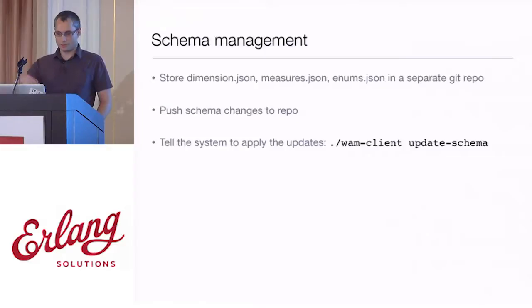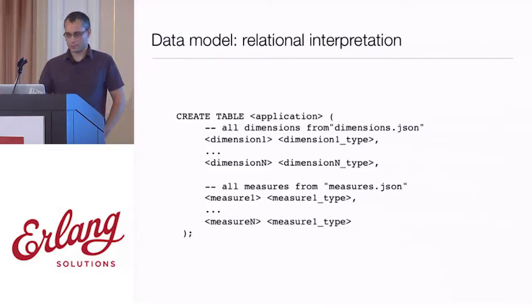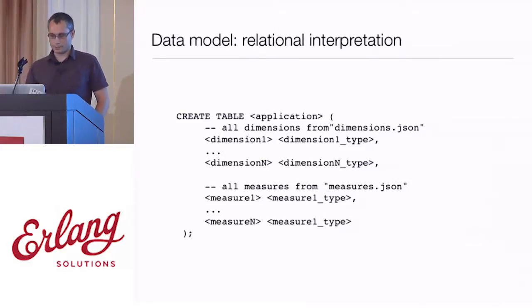And then the system pulls the latest version of the schema from the Git repo and does the right thing on the server side. Okay, so we mentioned SQL, and SQL works on top of relational data. So how does the schema translate to relational interpretation? It's very simple. We have a table created implicitly for each application, and that table has all the measures and dimensions defined in the schema. Just like that. There's no actual create table or alter table, but it's implicitly there.